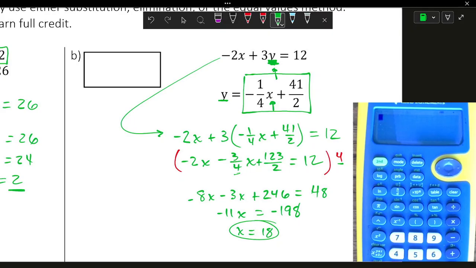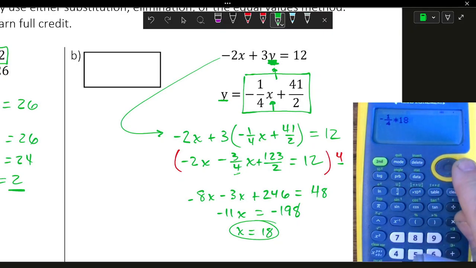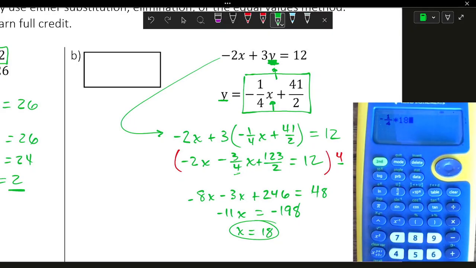So I'm going to go negative 1/4 times positive 18. I'm going to hit times 18, and then plus 41 halves. It gives me the number 16. So when I plugged 18 in here, it gives me that y is 16. So I think my ordered pair is x is 18, y is 16.